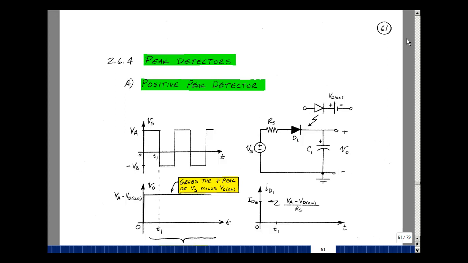This lesson deals with peak detectors. You can find these notes in the ECE302 ebook in Chapter 2 starting on page 61. Let's first take a look at what's called a positive peak detector.